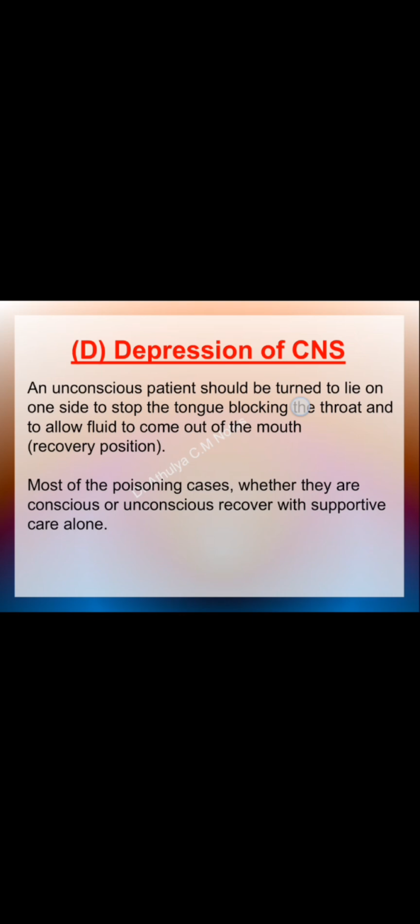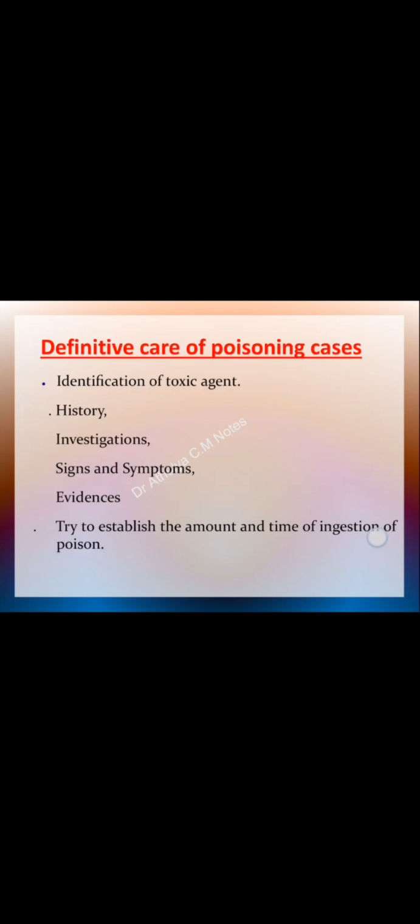Then coming to the last point, that is the depression of the central nervous system. An unconscious patient should be turned to lie on one side to stop the tongue blocking the throat and to allow fluid to come out of the mouth. That is called the recovery position. The tongue may be blocking the throat, so in order to prevent that, we position the patient sideways so that it will not block the pathway, or if there is any fluid, it comes out through the mouth. In most poisoning cases, whether the patients are conscious or unconscious, they recover with this supportive care alone.